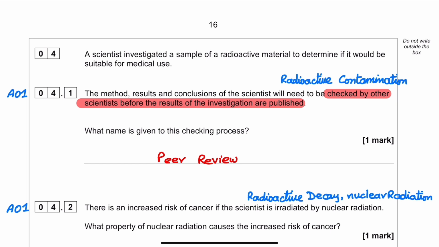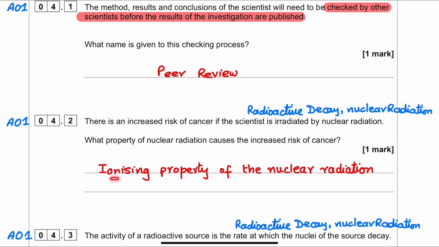The property which is involved in cancer is the ionization of the body cells, because nuclear radiations have the property that they can ionize the body cells, which can lead towards cancer in the body. Therefore, the ionizing property of the nuclear radiation is responsible for the increased risk of cancer in the scientist. Let's see the model answer. Ionizing property of the nuclear radiation is responsible for causing the risk of cancer in the body of the scientist.